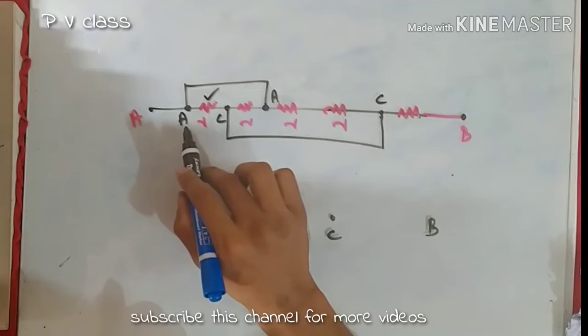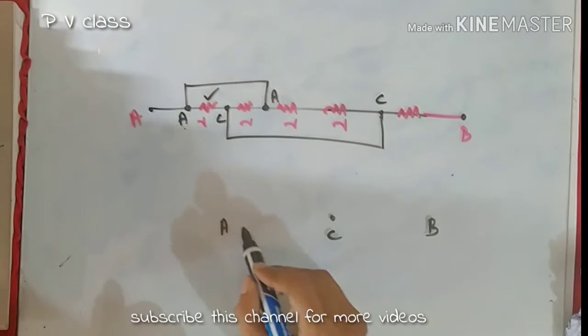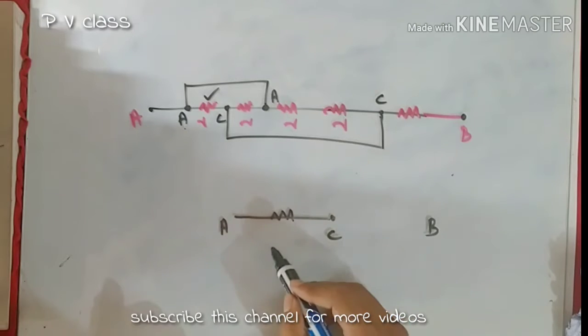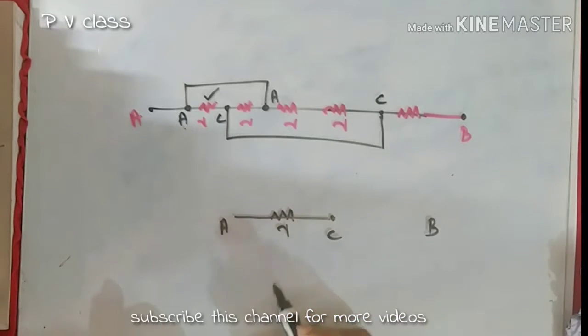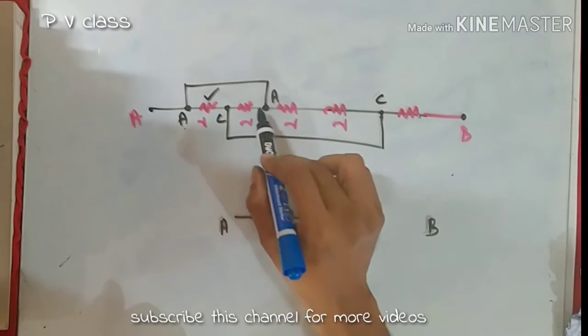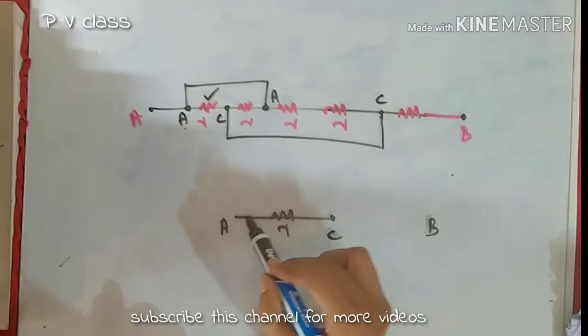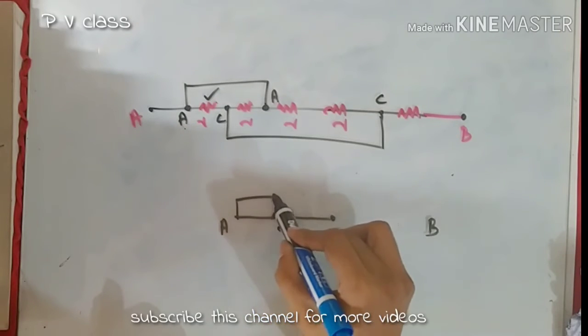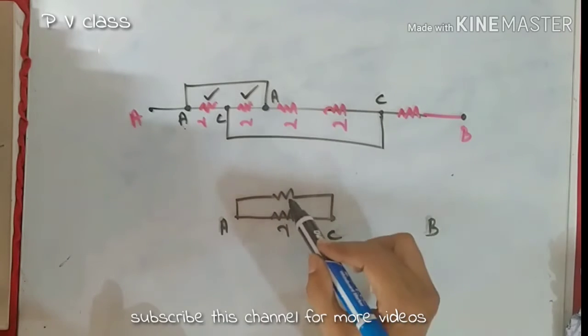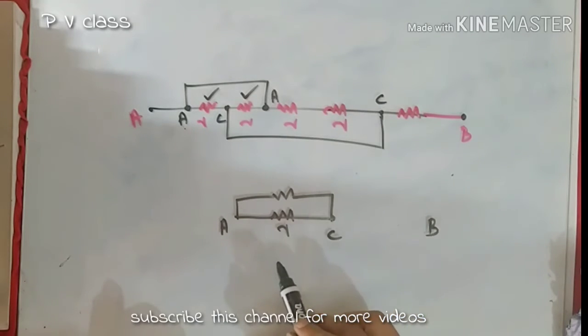It's between A and C. Therefore, I am drawing this resistor between A and C, small r. Then, let's analyze this resistor. This resistor is also between A and C. Therefore, I am drawing another resistor. This is the resistor corresponding to this one between A and C.